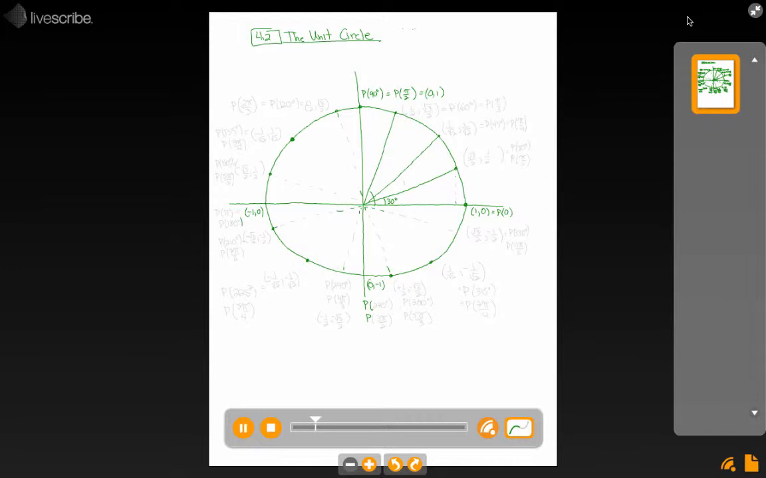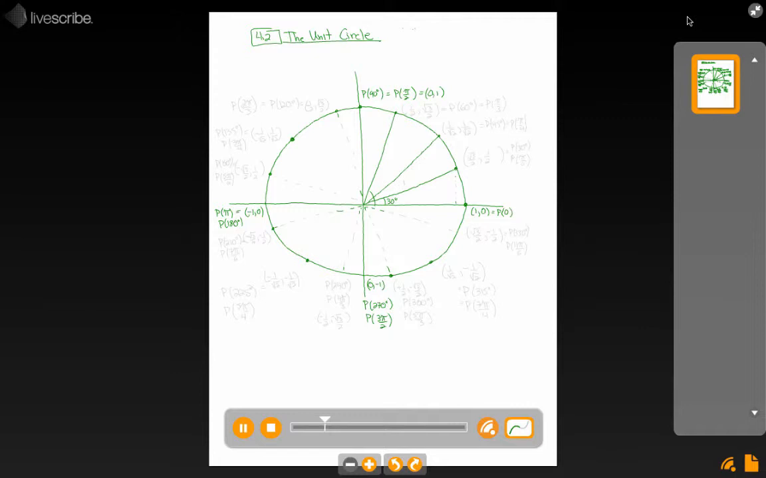The angles here being pi, or 180 degrees, and at the bottom here 270 degrees, or 3 pi over 2.